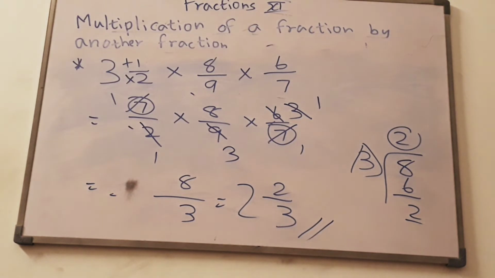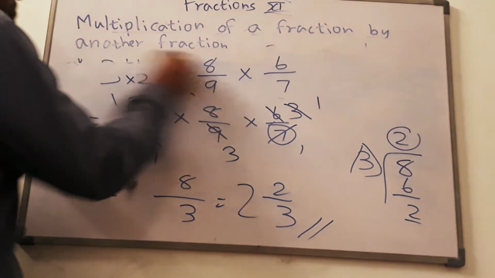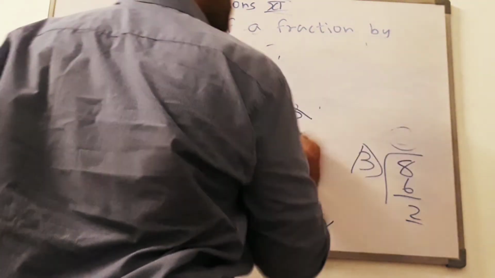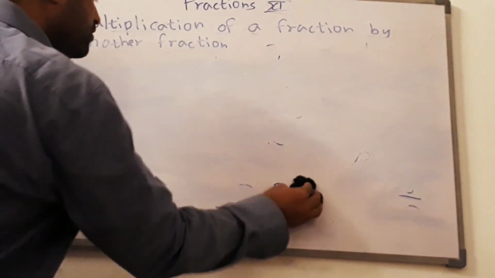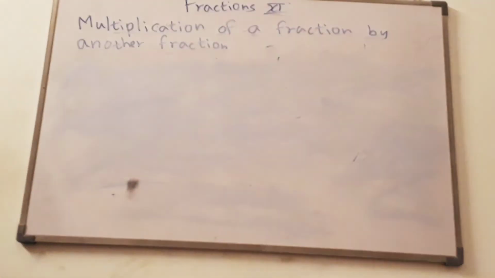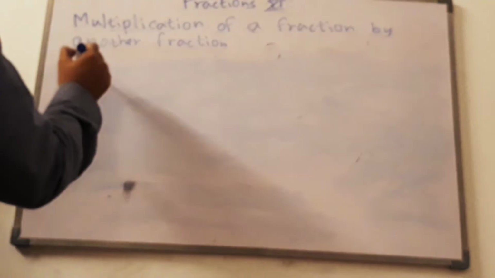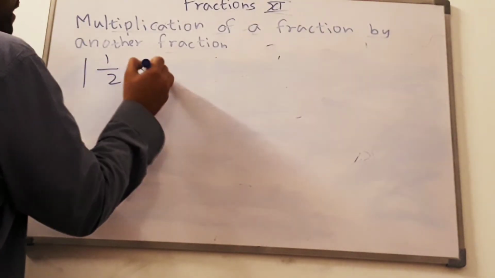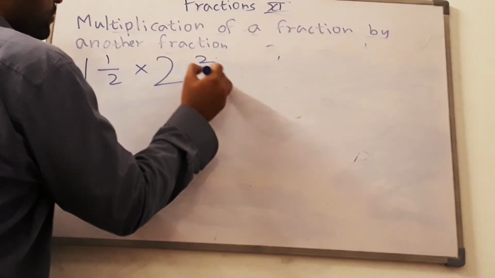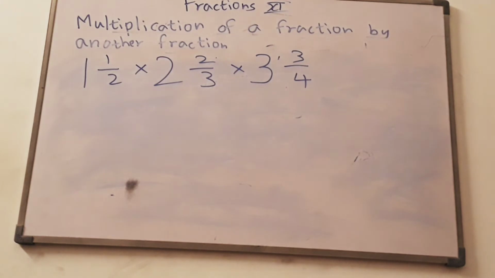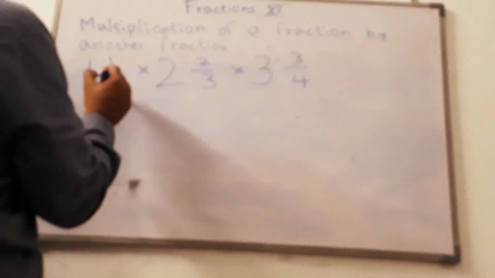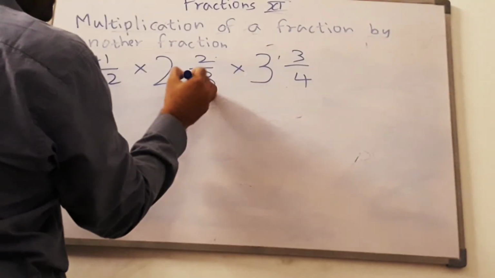Some more sums. One more sum. Okay, next is 1 1/2 times 2 2/3 times 3 3/4. Three mixed numbers. So first, 1 times plus 2 times.